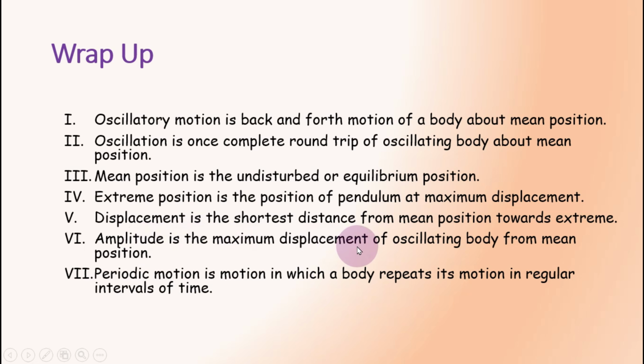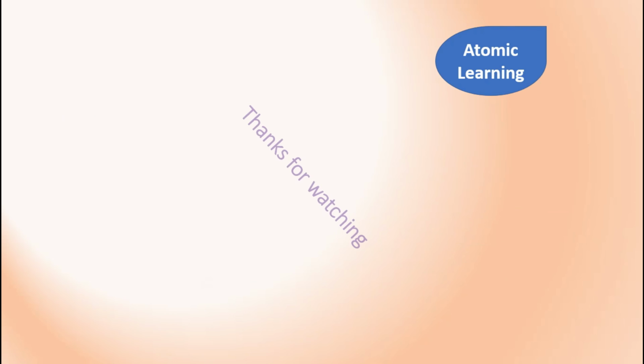Amplitude is the maximum displacement of the oscillating body from mean position. Periodic motion is the motion in which a body repeats itself or its motion in regular intervals of time. So this was all about today's lesson.